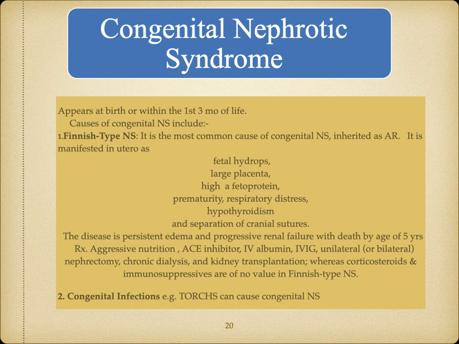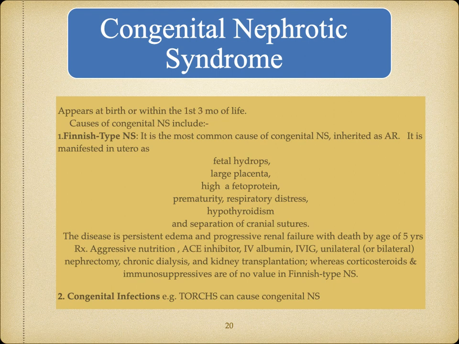Congenital nephrotic syndrome. Congenital nephrotic syndrome is defined as nephrotic syndrome that occurs at birth or within the first 3 months of life. It may be classified as primary or secondary to a number of etiologies, such as in utero infection, infantile systemic lupus erythematosus, and mercury exposure.